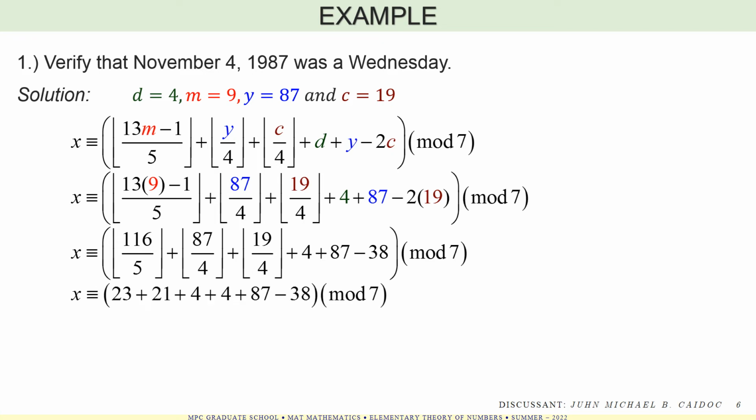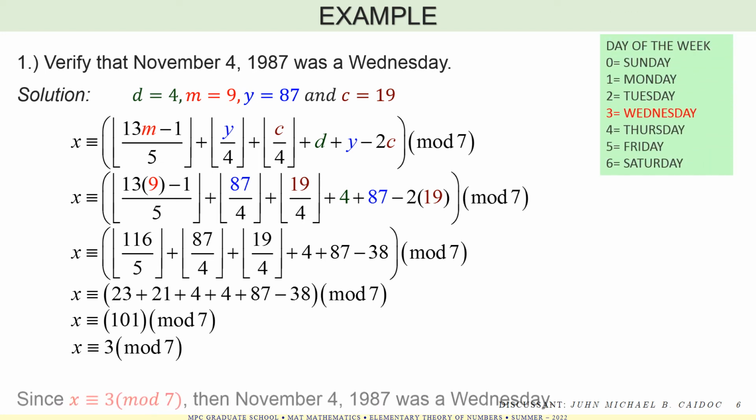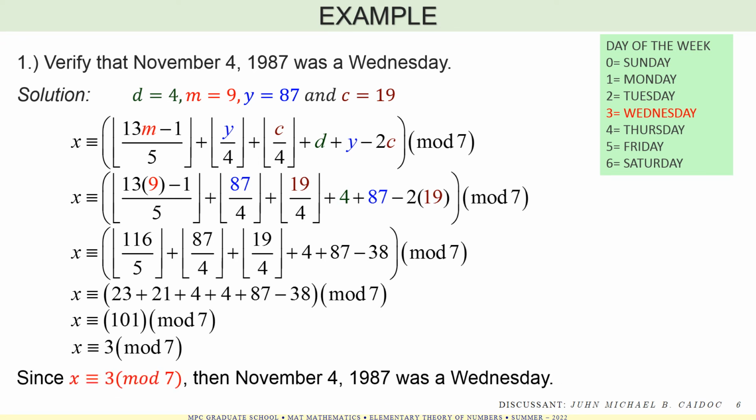And now, x is congruent to 23 plus 21 plus 4 plus 4 plus 87 minus 38 modulo 7. Then, x is congruent to 101 modulo 7. Now, x is congruent to 3 modulo 7. Since x is congruent to 3 modulo 7, then November 4, 1987 was a Wednesday.